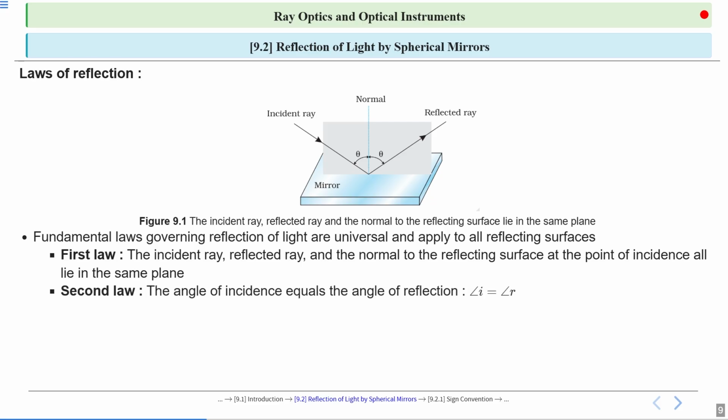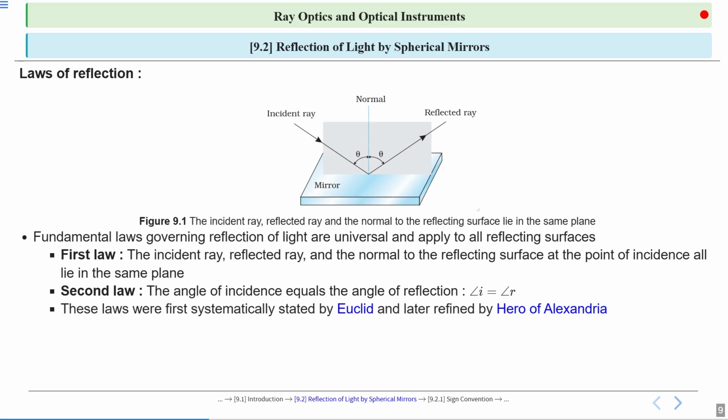What is the second law? The angle of incidence equals the angle of reflection. The angle of incidence, which is the angle between the incident ray and normal, is equal to the angle of reflection, which is the angle between the normal and reflected ray. That is, the angle of incidence will be equal to the angle of reflection. These laws were first systematically stated by Euclid and later refined by Hero of Alexandria.